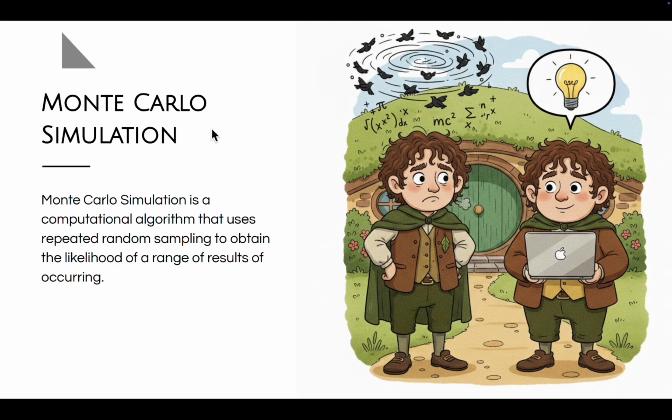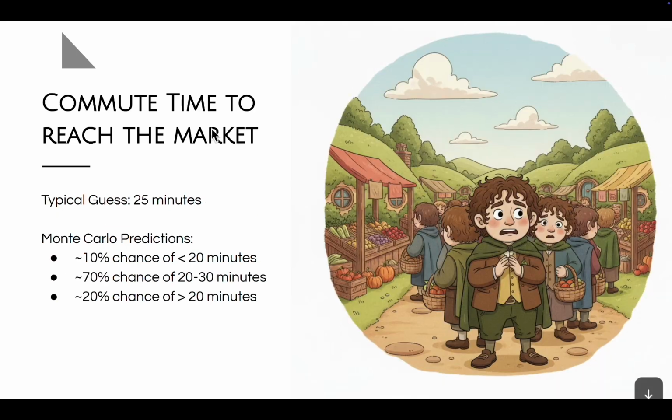Now, to dive deeper into Monte Carlo simulation, imagine you are predicting your commute time to the farmer's market. A simple forecast might say 25 minutes. But a Monte Carlo simulation, however, would consider random variables such as crowd size, weather, road closures, and other distractions that might be encountered. It would simulate the commute thousands of times and produce a probability distribution like there is a 10% chance your commute is under 20 minutes, or a 70% chance it's between 20 to 35 minutes, and 20% chance it's longer than 35 minutes.